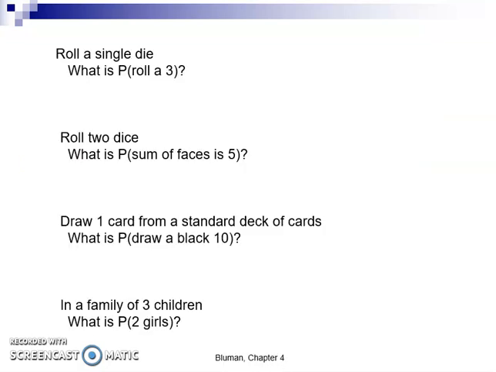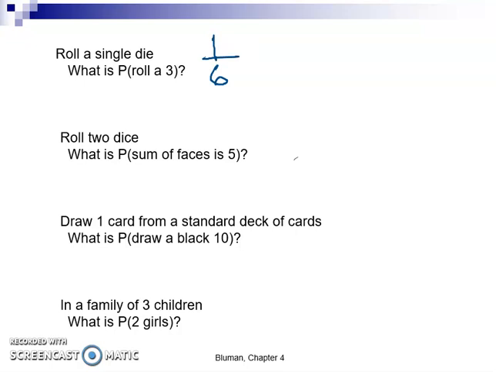Here we have, with a single roll of the die, what is the probability that we roll a 3? Well, how many 3s would you get? If you roll a single die, what are your outcomes? 1, 2, 3, 4, 5, 6. So you've got 6 possible outcomes. That's your denominator. How many of them are a 3? Just 1. That's my answer.